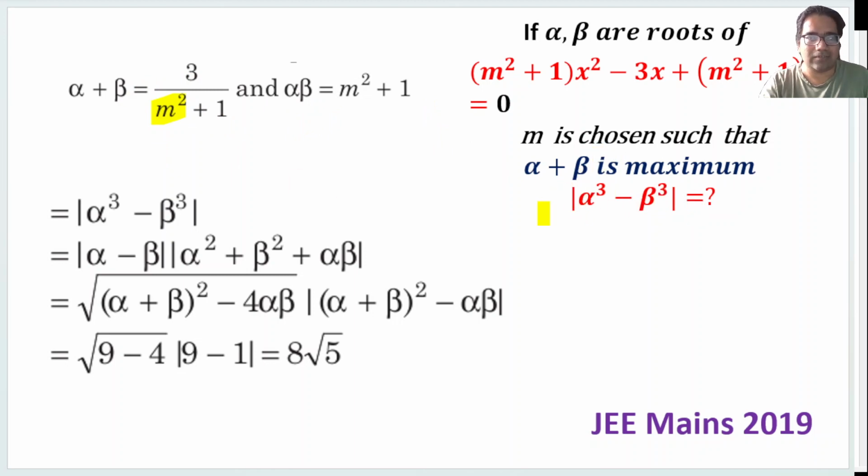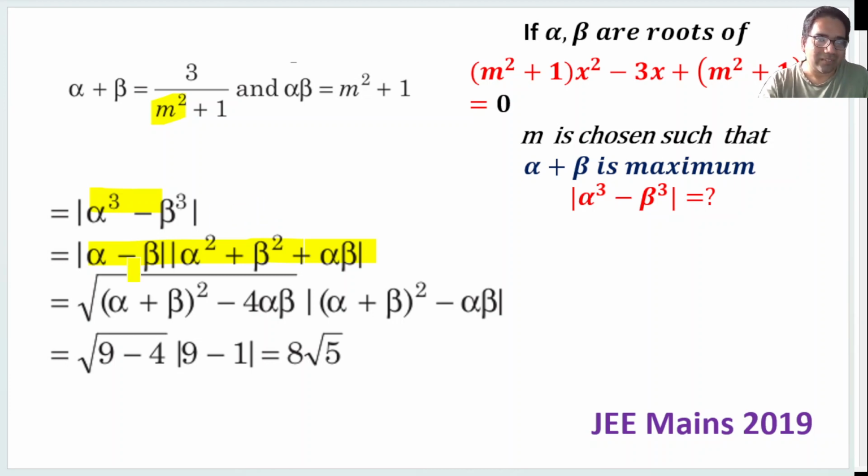Its mod, the absolute value of that. Now, a cube minus b cube, we can write as (a minus b) into (a square plus ab plus b square). This is because we want the modulus or absolute value of this. When it is a product, we can write individually mod of alpha minus beta and mod of alpha square plus beta square plus alpha beta. If it is a sum, we cannot write this. Mod of x plus y is not equal to mod x plus mod y, whereas mod of xy, the product, is equal to mod of x into mod of y.